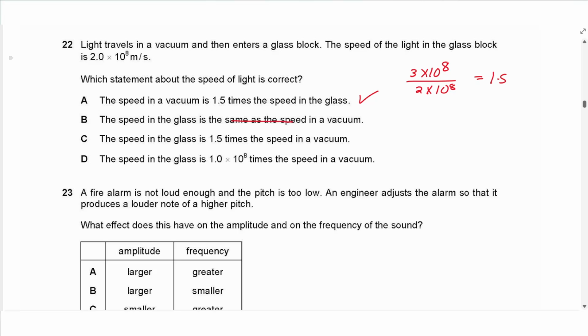They do not move with the same speed in vacuum and glass, and in glass it is lower than in vacuum, so it is not 1.5 times, and it is not 1 times 10 to the power of 8 times, because they are both times 10 to the power of 8, so this would cancel if we have a ratio. So the answer here is A.